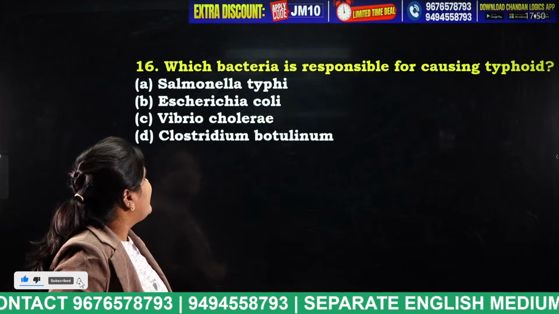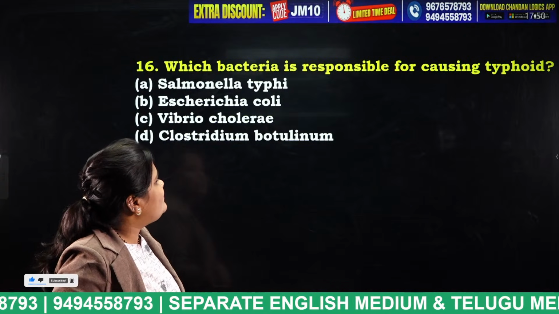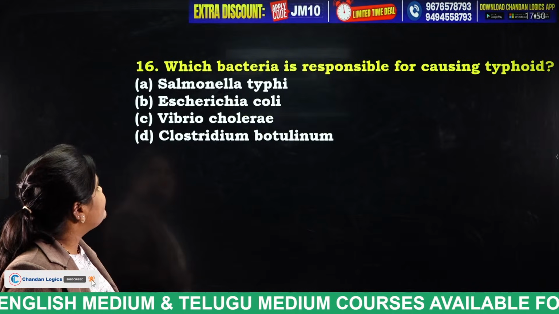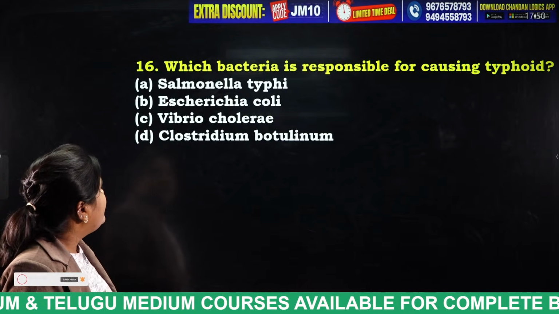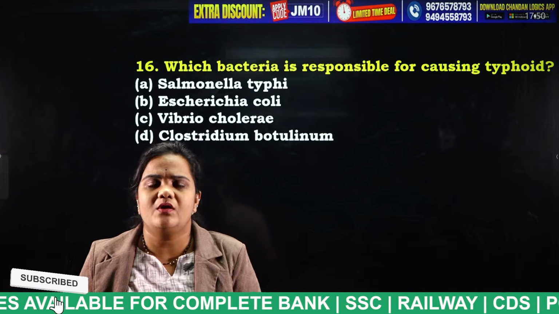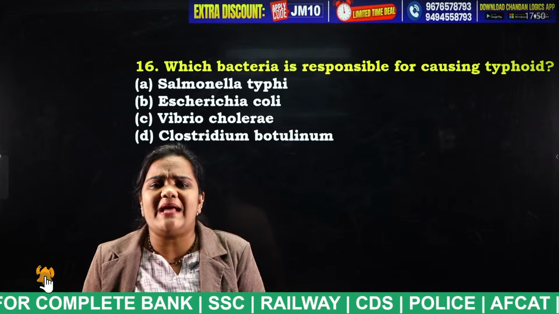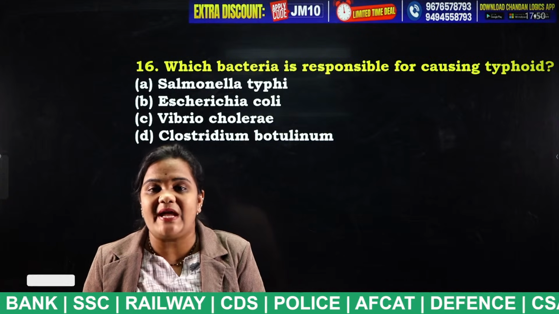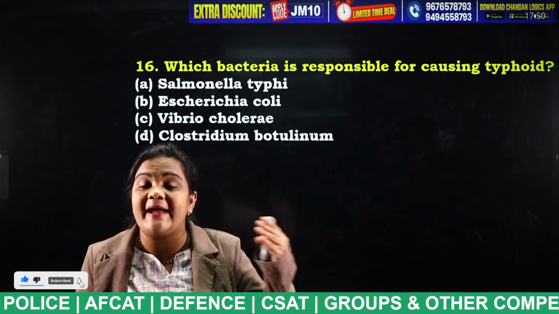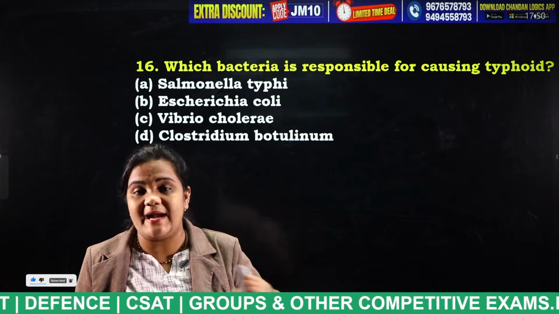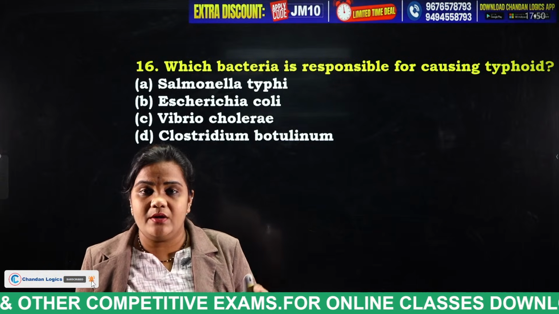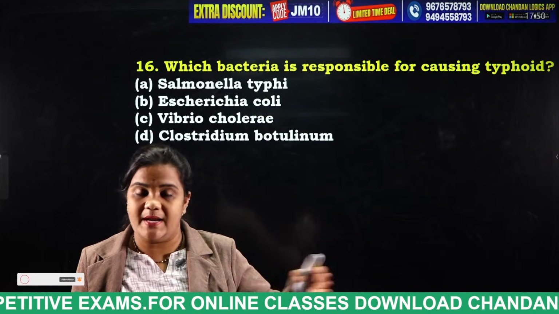Next question. Which bacteria is responsible for causing typhoid? Salmonella typhi, Escherichia coli, Vibrio cholerae, Clostridium botulinum. We all know typhoid. What type of test is conducted to identify typhoid fever, students? Vidal test. For identifying HIV/AIDS, the ELISA test is conducted. For the treatment of diphtheria, we use a serum type treatment.